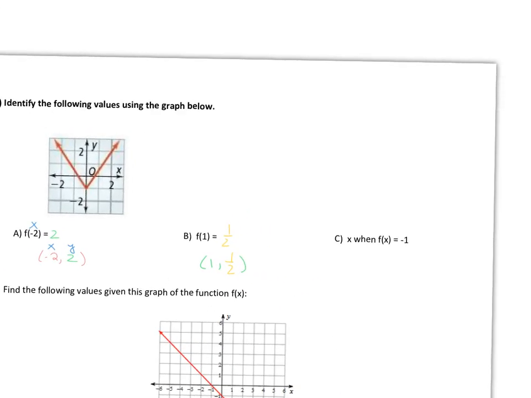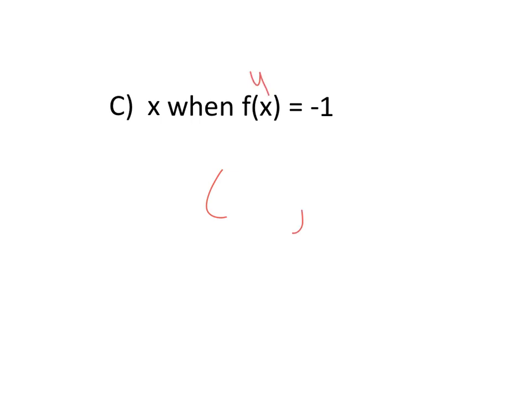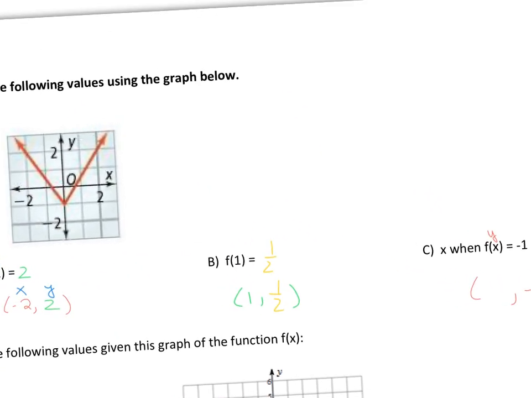All right, let's try another one here. Now this one changes. So this is saying f of x. We don't know x, so I need to figure out what x is, but I know my y value is negative 1. Okay, so let's go to the graph here and let's see if we can figure out when y is negative 1.